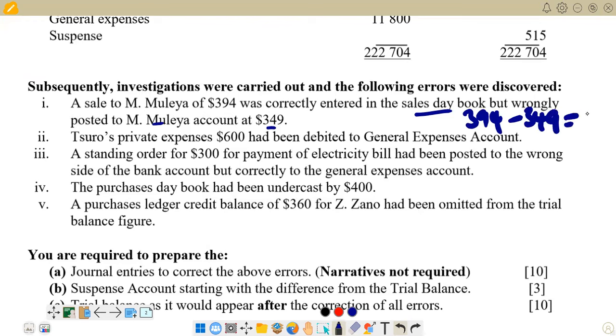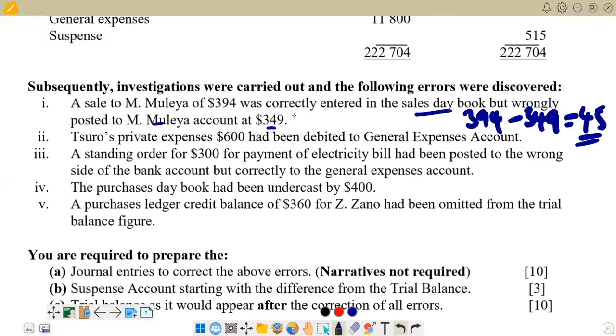So when you calculate that, you are going to get 45. So it means we understated the Mlayer's account by 45, but basically Mlayer is a debtor here. Mlayer is supposed to be debited. So it means we are going to put 45 on the debit side of Mlayer. And this error is going to affect the balancing of the trial balance because 349 has been entered on the debit side of Mlayer only.